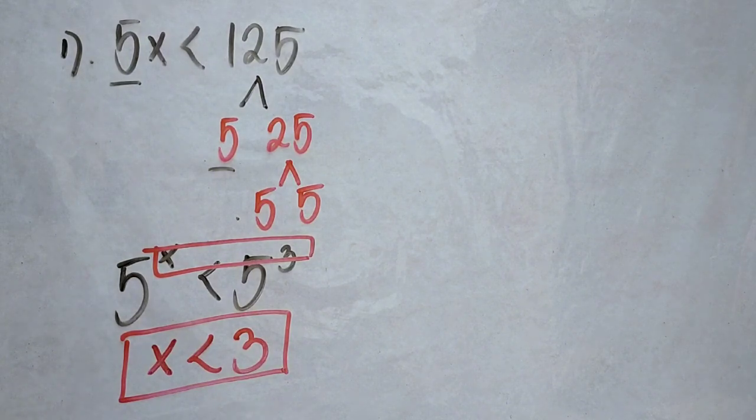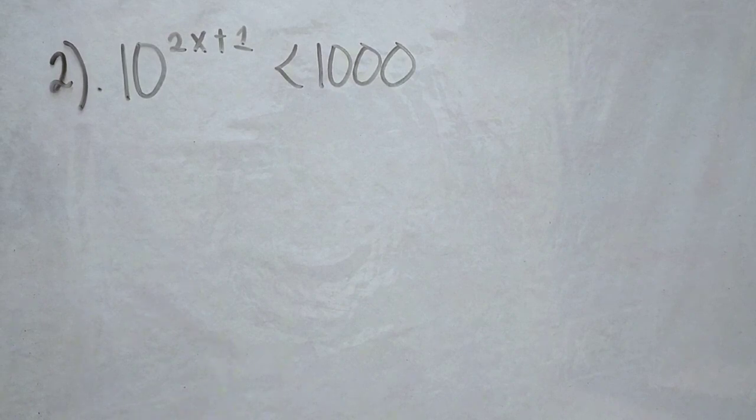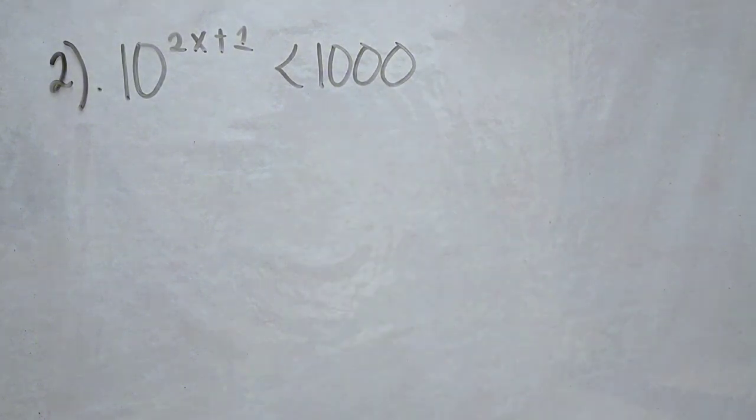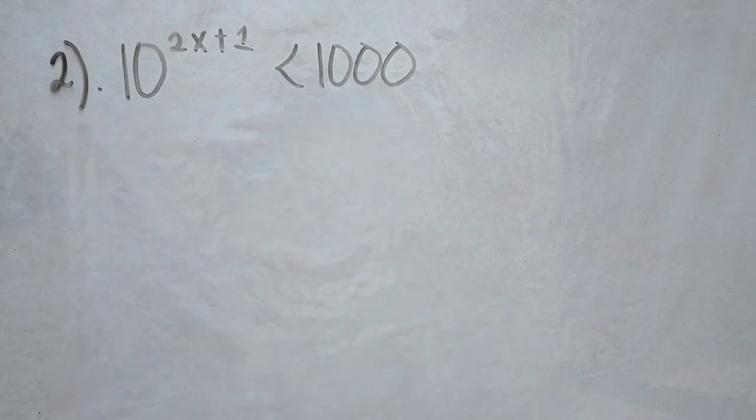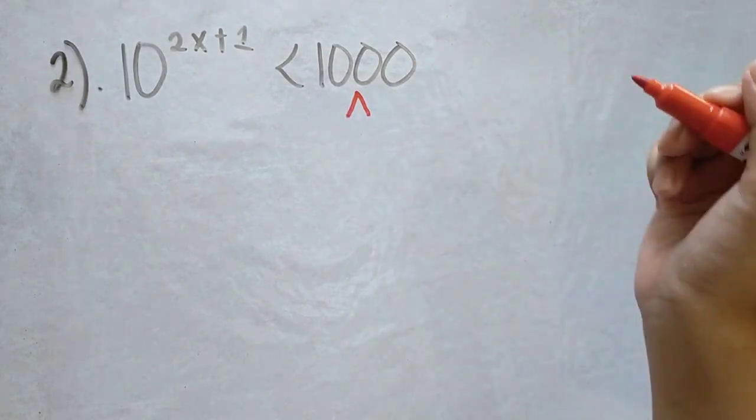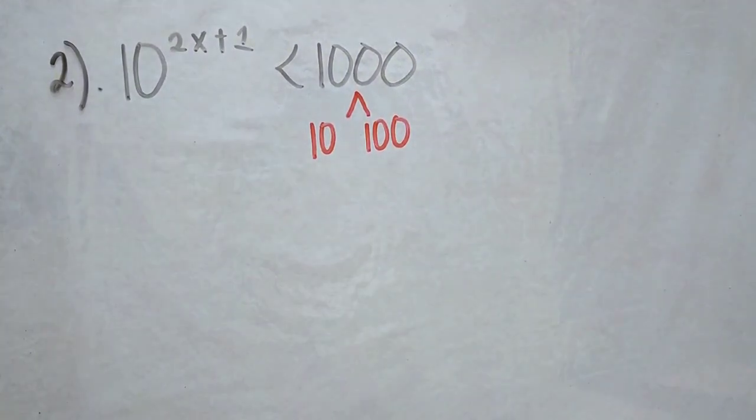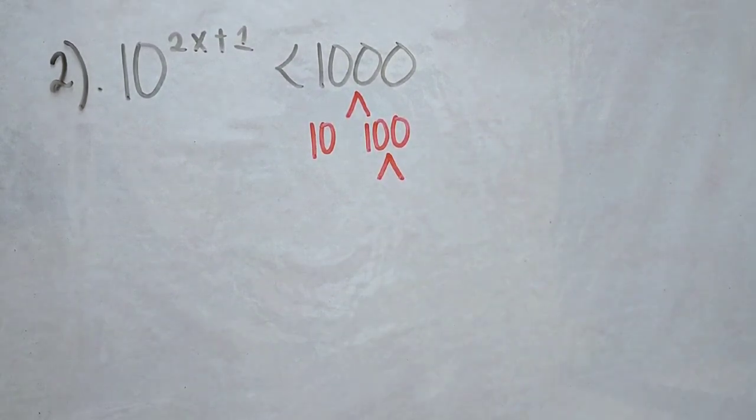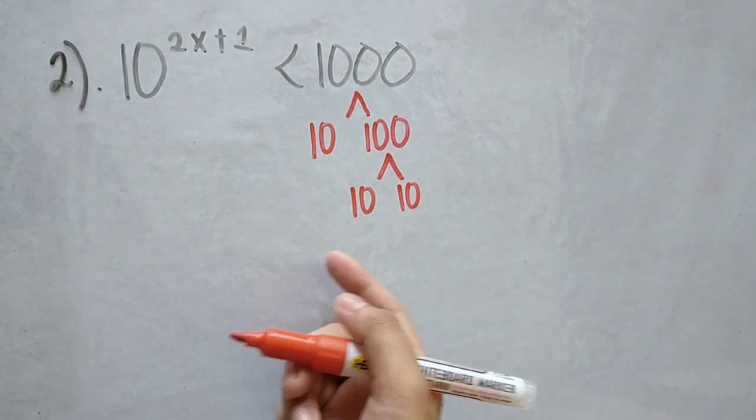Ngayon, move on naman tayo sa second example. For our second example, we have 10 raised to 2x plus 1 is less than 1,000. So, again, gawin muna natin silang same and hanapin na natin agad yung factor ng 1,000 since siya yung may pinakamalaki sa example. So, para makakuha tayo ng 1,000, we can multiply 10 and 100. Since obviously, pwede pa natin i-factor yung 100, maglagay ulit tayo ng arrow, and we can have 100 by multiplying 10 and 10.